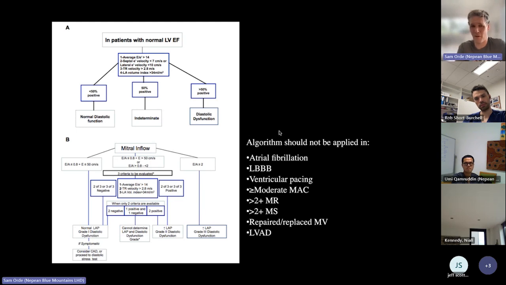We've got to remember that there are a bunch of people we probably need to think about other things other than some of this. And that's patients with things like AF, bundle branch block, pacing, significant mitral annular calcification, significant valvular abnormalities, and things like that. I'll probably show you some more examples about that next week.